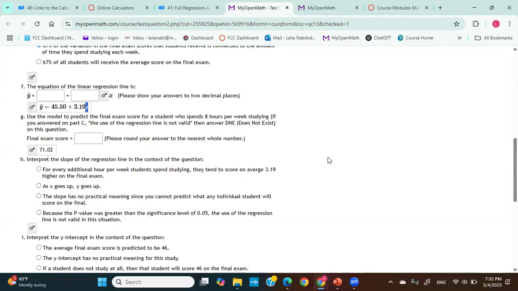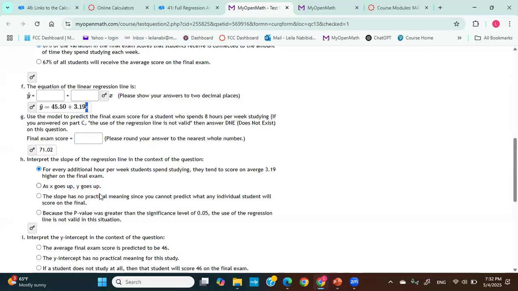Okay, so let's see what options we have here. It says for every additional hour per week students spend studying, they tend to score an average 3.19 higher on the final exam. Does it make sense? Yes. As x goes up, y goes up.